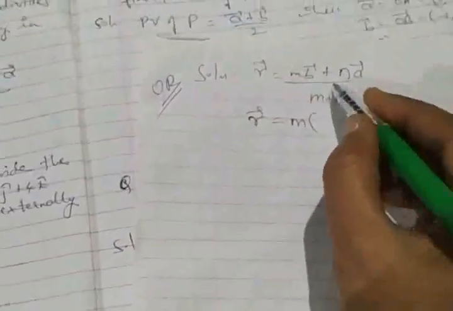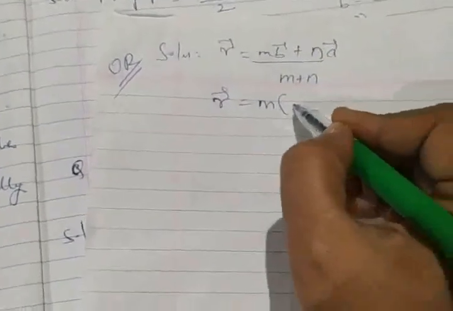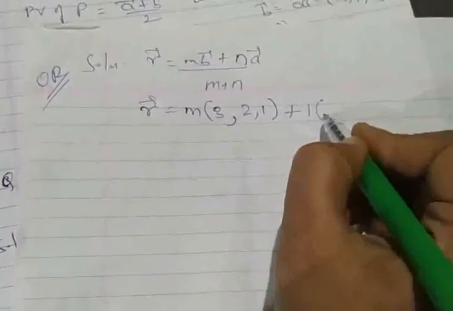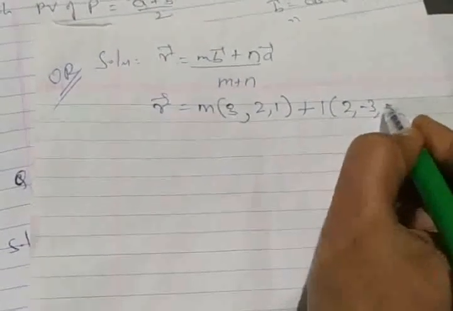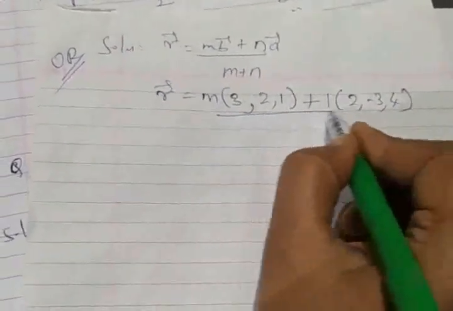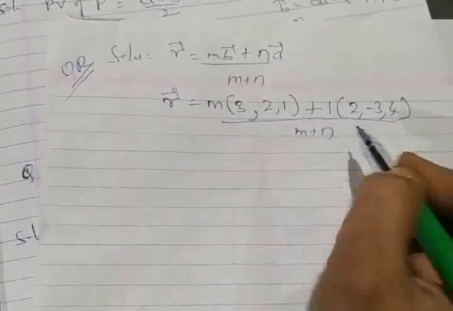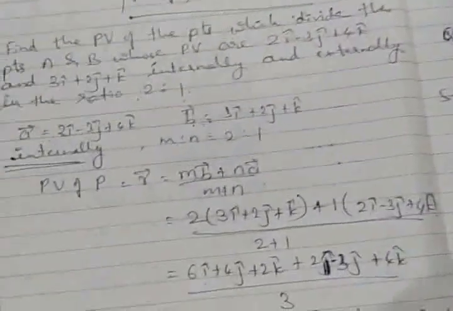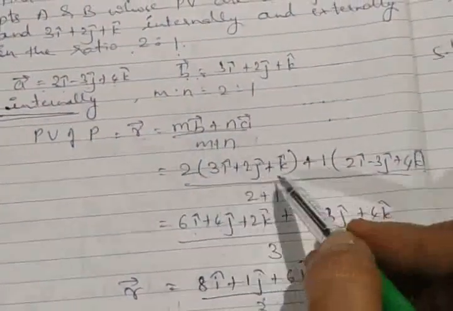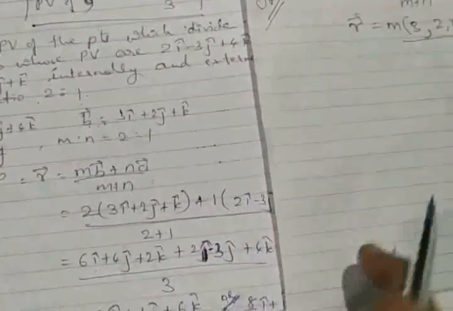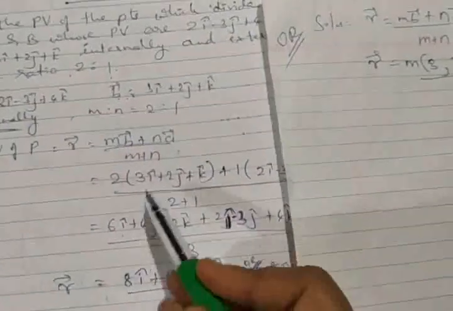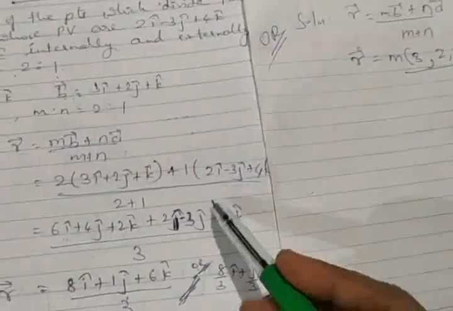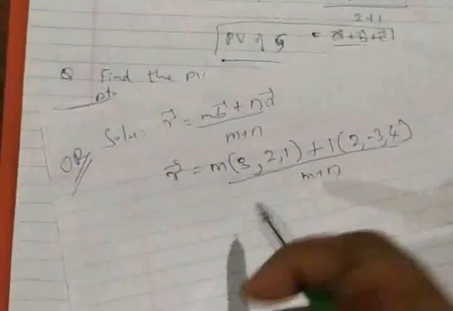Here m into vector B, the vector B terms are 3, 2, 1, plus 1 into bracket, vector A, 2, minus 3, 4, whole divided by m plus n. What is the difference here? Here we are not considering ijk, whereas in the previous method I had taken ijk and then simplified. Everything will remain the same. You can make out here it's 3, 2, 1 and 2, minus 3, 4. All the terms are kept as they are.